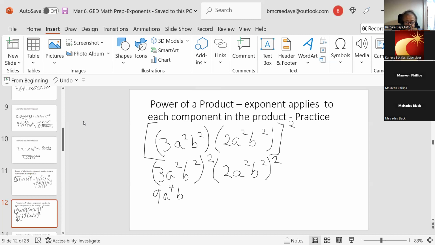4b to the second power. Maureen, what would the B power be? What power do I put on the B right here? There. Right here. 4. That's it. Very good. So you got this one. Now tell me what you got for the next one.